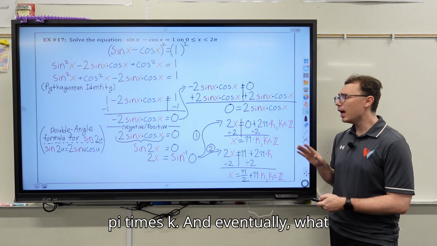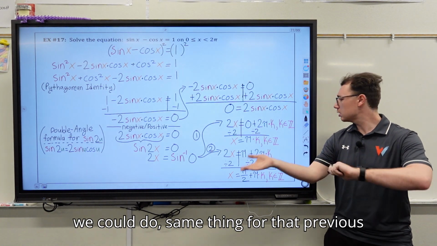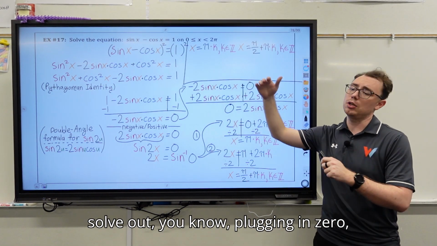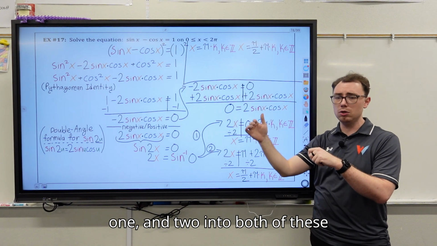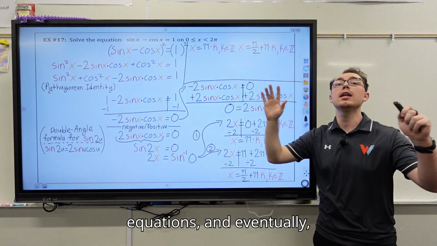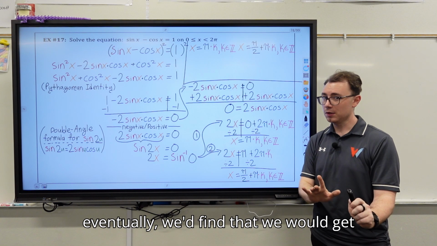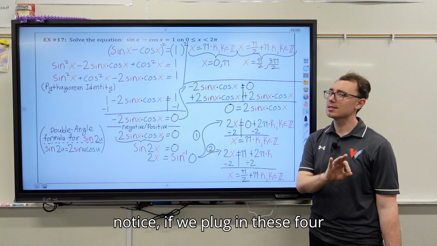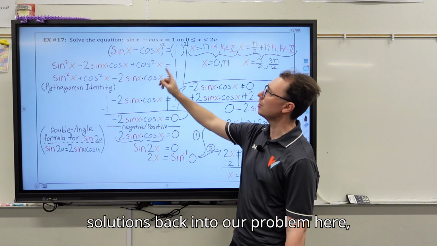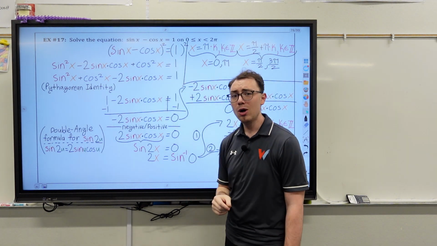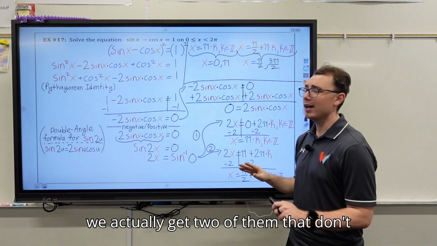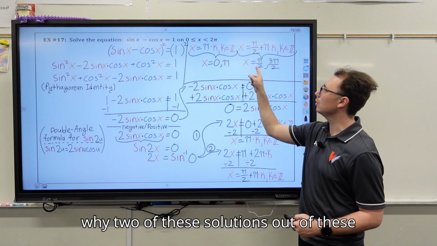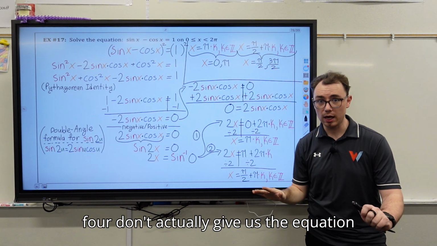And eventually, what we could do, same thing for that previous problem, is we could bring this here and solve out, plugging in 0, 1, and 2 into both of these equations, and eventually, we'd find that we would get these 4 solutions. But notice, if we plug in these 4 solutions back into our problem here, we actually get 2 of them that don't equal 1.